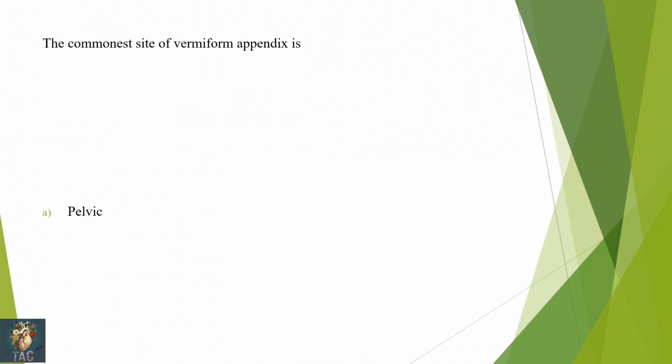Next is, the commonest site of the vermiform appendix is either pelvic, retrocecal, paracecal, anterior, or subcecal. So this is the retrocecal appendix, which is the most common, and this is the answer.